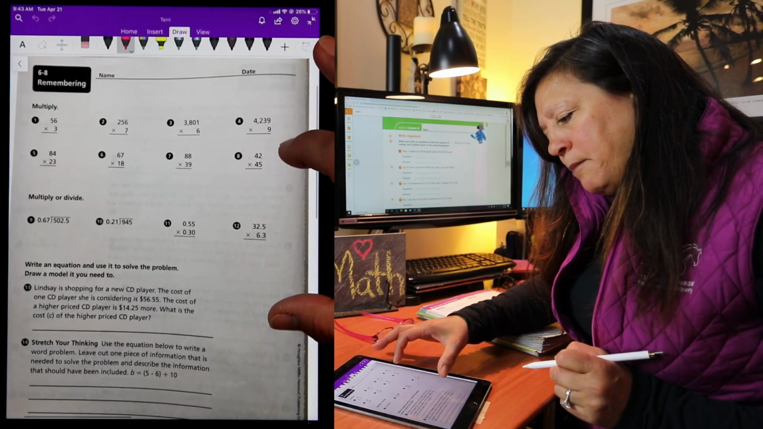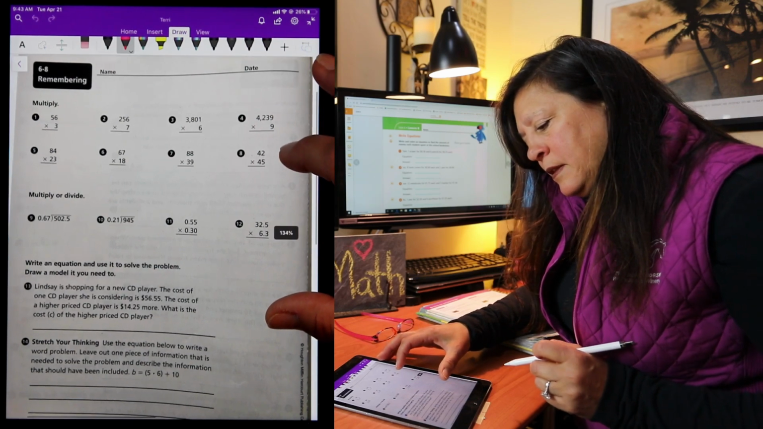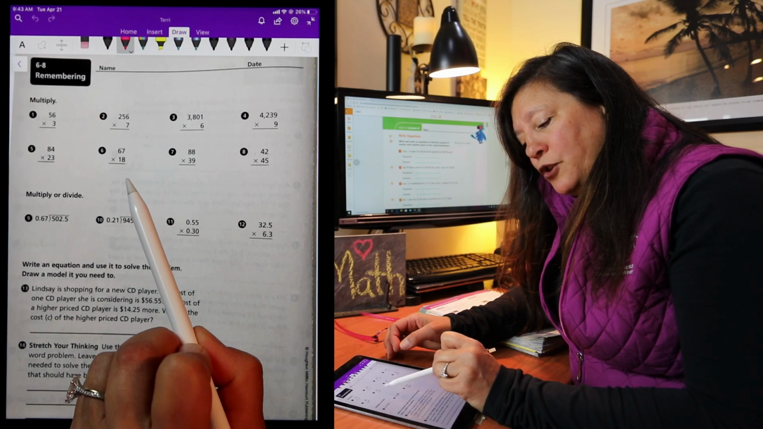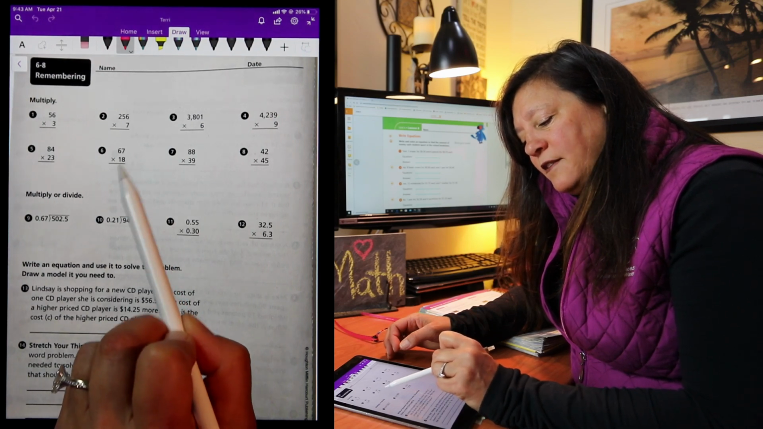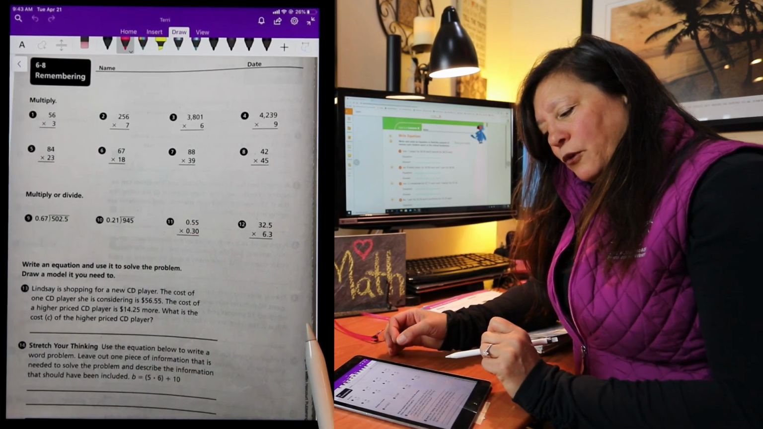Okay, so remembering side 1 through 8 is multiplying. Double digits. Just remember when you move over to the tens place in the second row, add a 0 first before you start your multiplying.